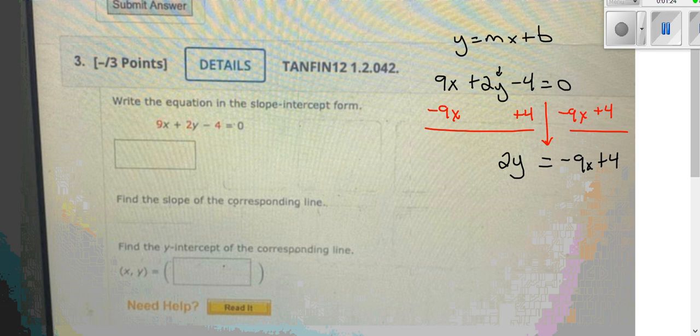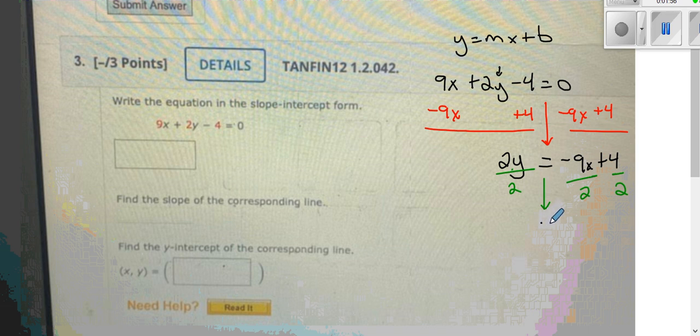Okay. Next thing that I want to do is I want to get rid of this 2. Since it's 2 times y, I'm going to divide by 2. Over here, I have to divide the whole side by 2, which you could think of as like this. Or you could think of it as dividing each one by 2. It's the same thing. Dividing the whole side by 2 is the same thing as dividing each part by 2, okay? So we're going to bring down our equal sign.